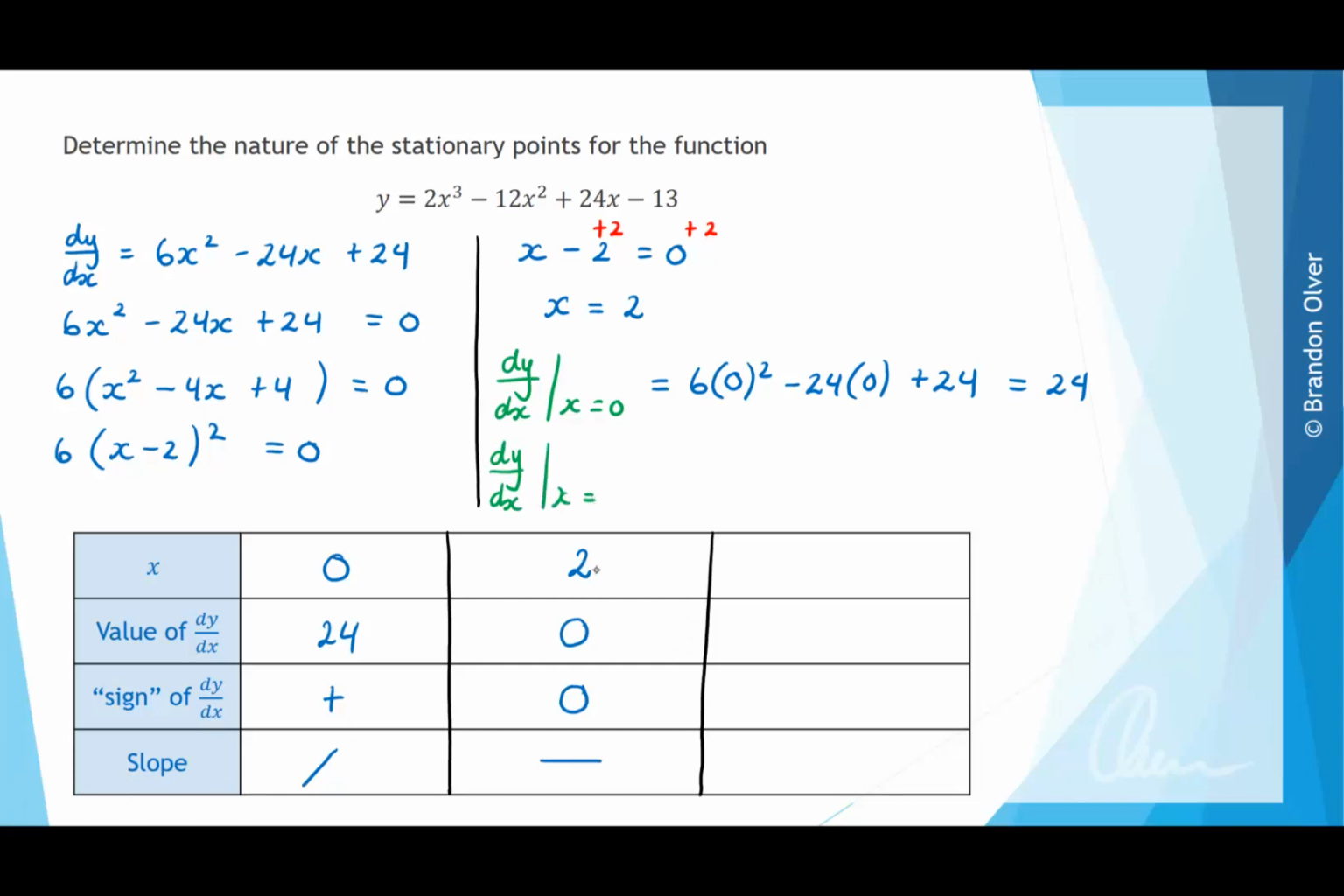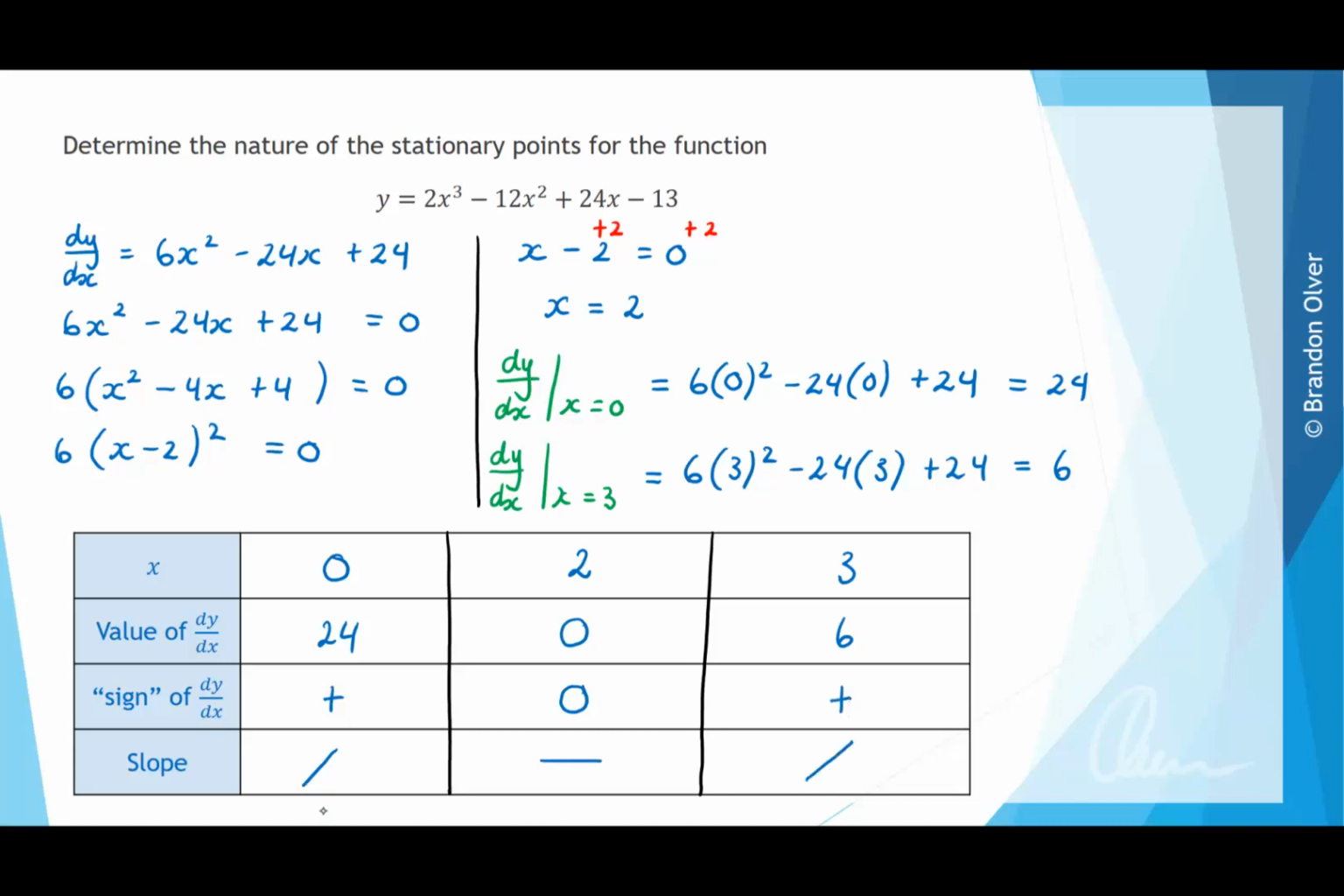And then we also need to find the value of dy dx, the derivative, when x is equal to, and a number bigger than 2 is 3. So we'll find dy dx when x is equal to 3. So when we substitute that in, we'll have 6 times 3 squared minus 24 times 3 plus 24. And when you evaluate that, you find that that is equal to 6. So the value of the derivative when x is 3 is 6, and that is a positive value, so it would be sloping this way as well.